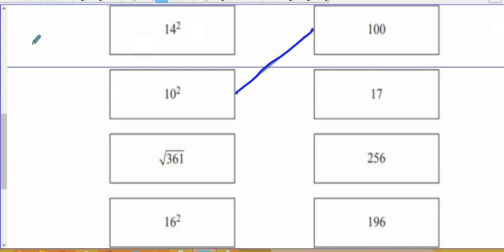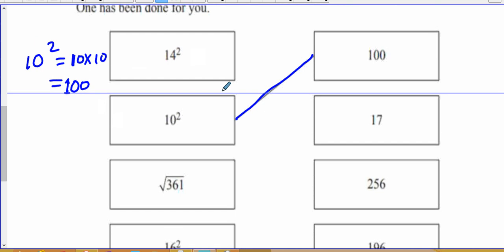Is that correct? Remember our discussion when we discussed square numbers in our previous videos? We say 10 square is the same as 10 times 10. And what is 10 times 10? You just do 1 times 1 is 1. You have two zeros. Put the two zeros on the right-hand side next to each other. So that is correct.